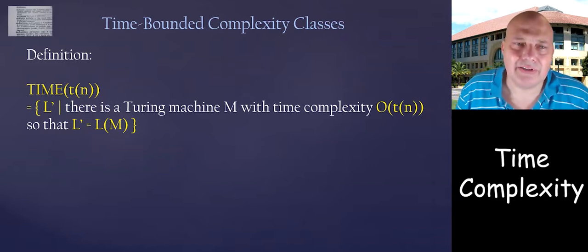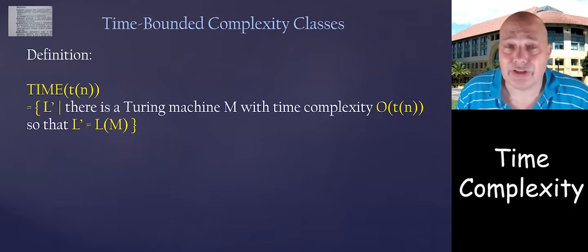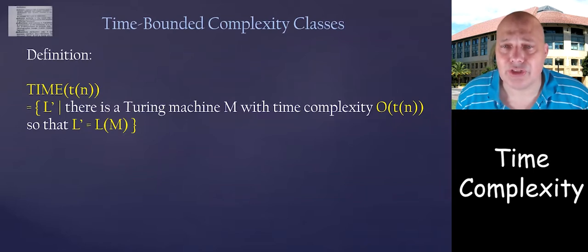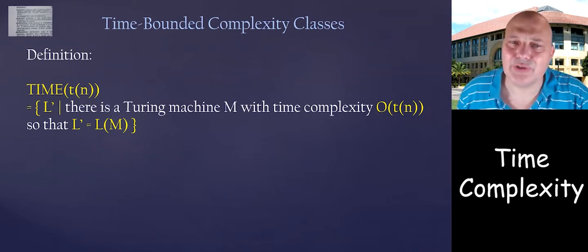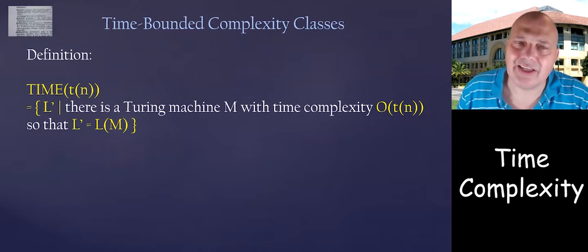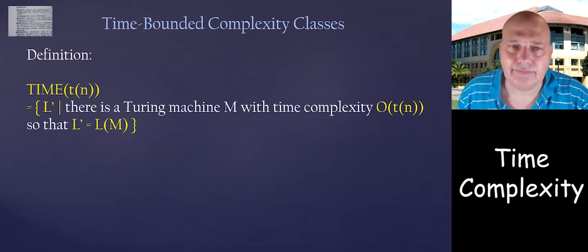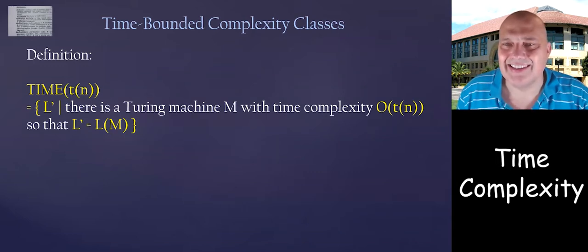define it. The class TIME of T of n, for some function T, is all the languages L prime such that there exists some Turing machine with time complexity order T of n so that L prime equals L of M. So there is some Turing machine that computes this language, that decides this language within time T of n, or order of T of n. So this is kind of the best case.